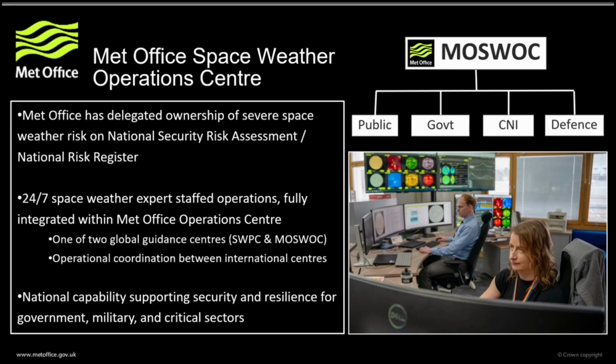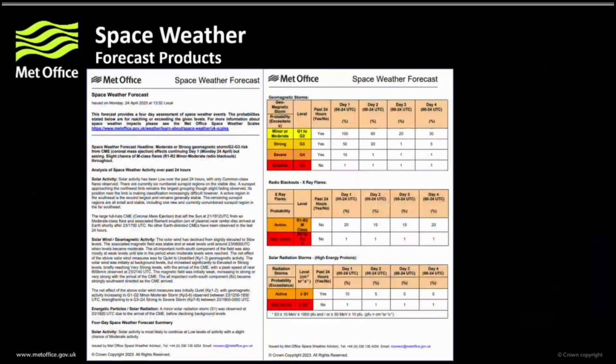We're a national capability and we support a range of different sectors, whether that's government, critical national infrastructure, defence, and the public. So our forecasters are constantly monitoring the sun, looking for signs of activity to give an indication that we could expect severe space weather. Then when we see it, we'll be trying to produce forecasts to help those different sectors mitigate against the worst of the impacts. So I'll show some of the forecasts that we have at the moment.